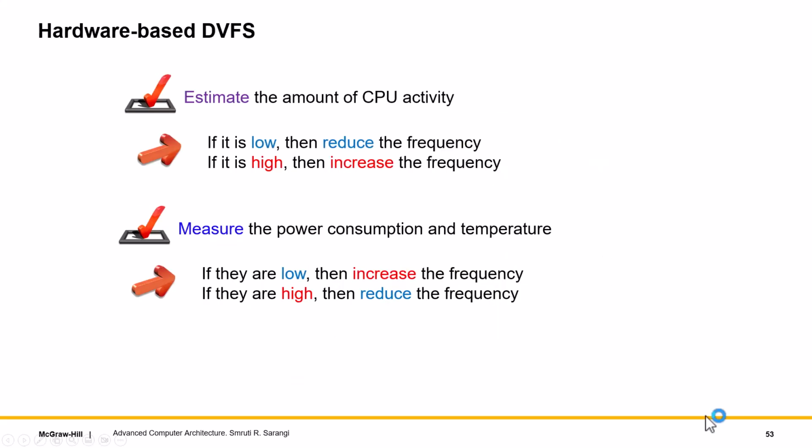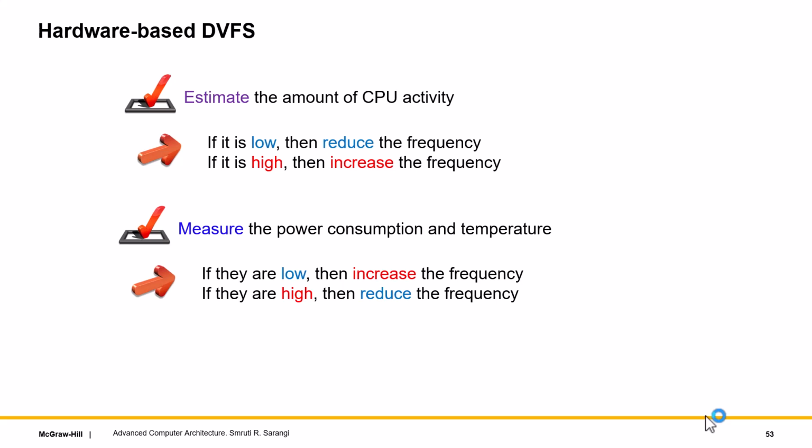So let's now look at hardware based DVFS. What we do is estimate the amount of CPU activity, which is not a very hard thing to do. We can look at the IPC, and we can look at the usage of different functional units.